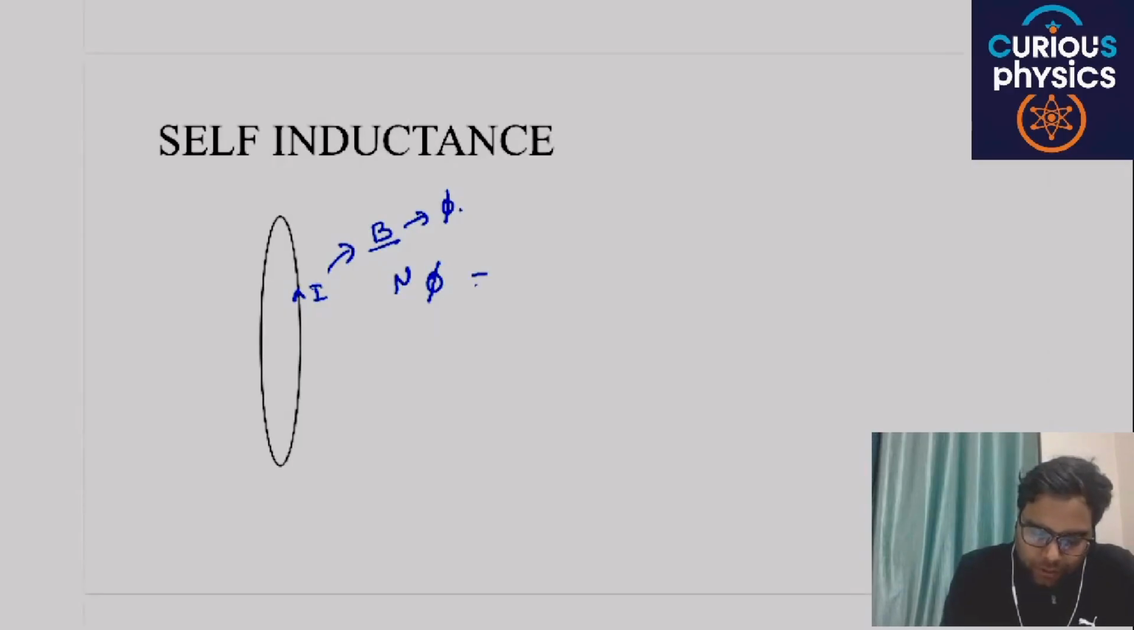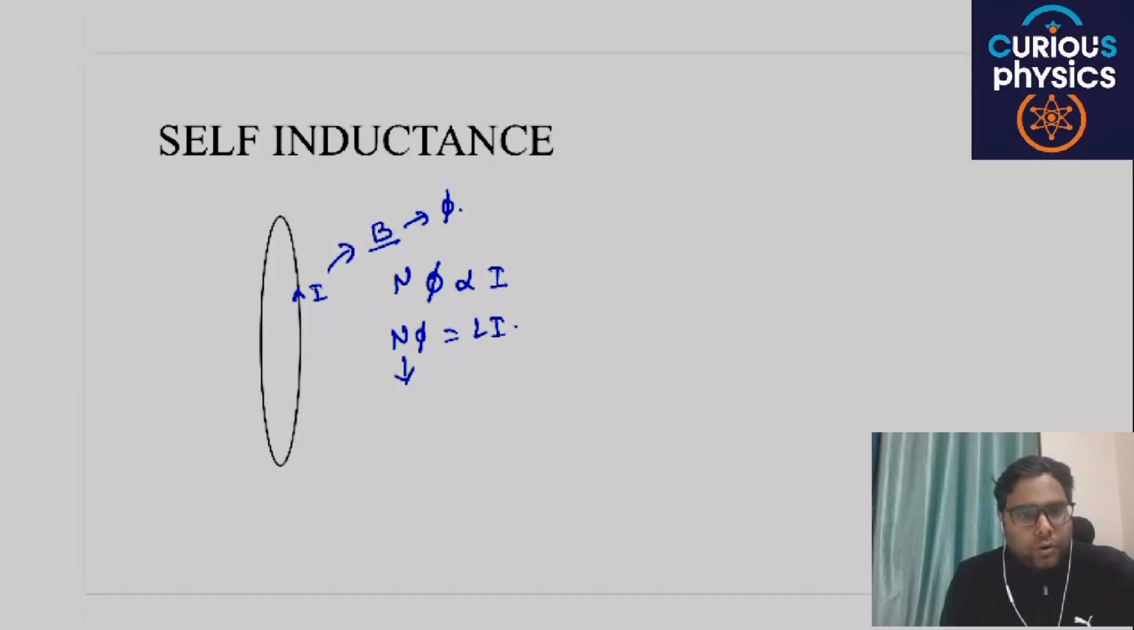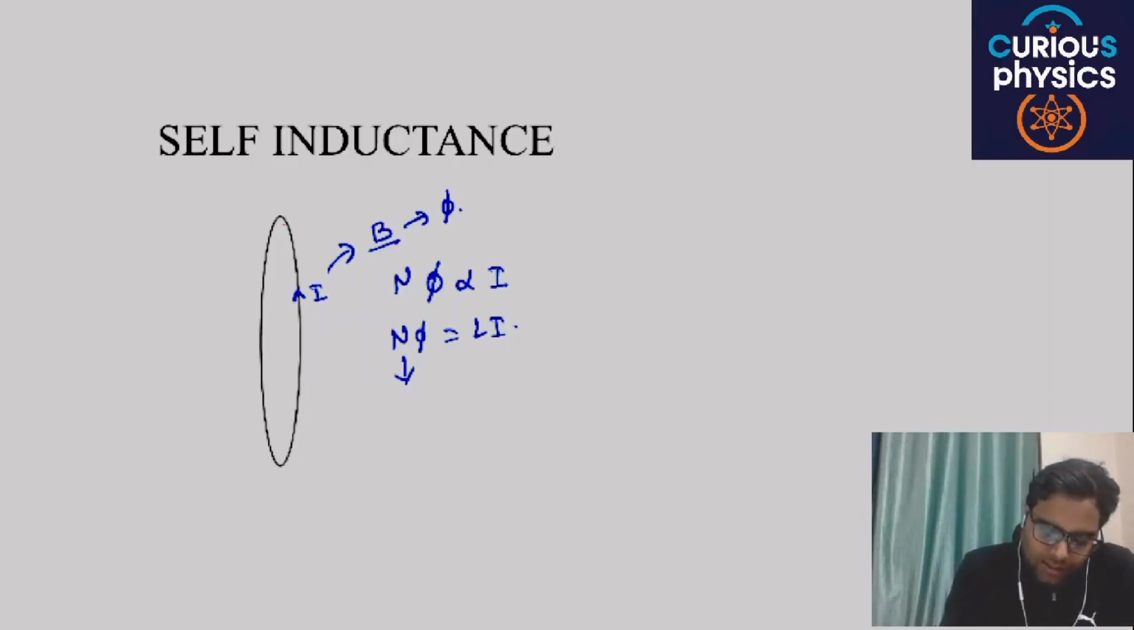is directly proportional to I, and if you remove the sign of proportionality, you will get L into I. Are you able to understand my point or not? This is the basic concept. Now focus on N into phi. Is this the same which we have derived in the previous section? And let's say this coil is a long solenoid. This coil is nothing but a solenoid.